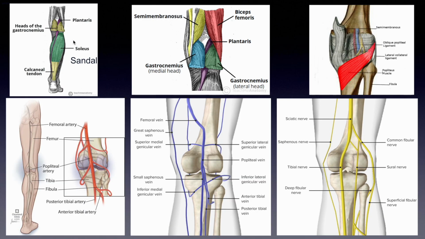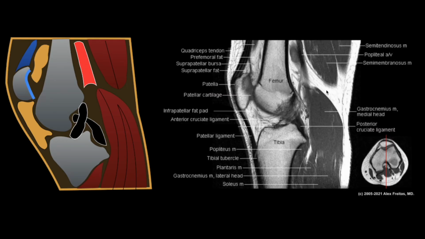One more time, this is a soleus muscle. This is the gastrocnemius muscle, medial and lateral one, plantaris muscle, a semimembranosus muscle, and the semitendinosus muscle, the popliteal muscle. And one more thing that I want to mention here is a popliteal artery or vein that we can see here.